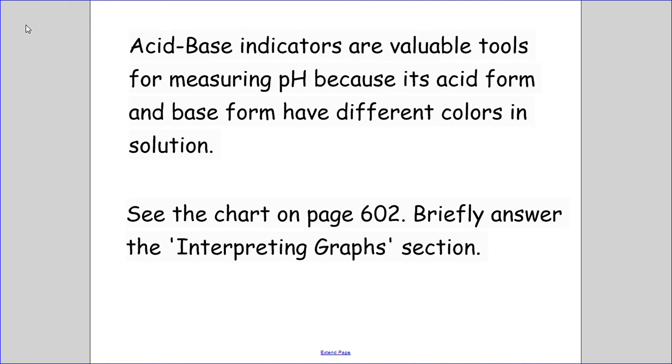So, acid-base indicators, they're really valuable tools for measuring pH because they have different colors in their solutions, and there's all kinds of different chemicals that can be indicators that can tell you if something's an acid or a base. So there's a chart on page 602, and I want you to briefly answer the interpreting graphs section that's just off to the side of it. So flip open your book, take a look at page 602, answer some of the questions there for the interpreting graphs part, and come back when you're ready.